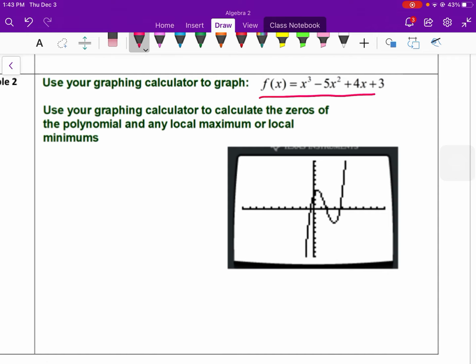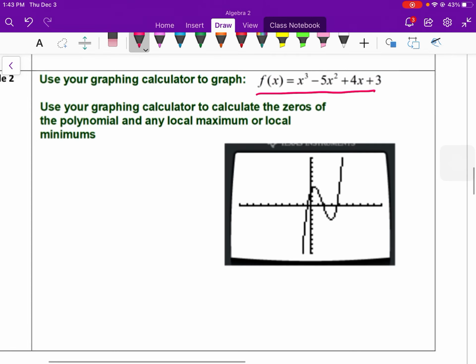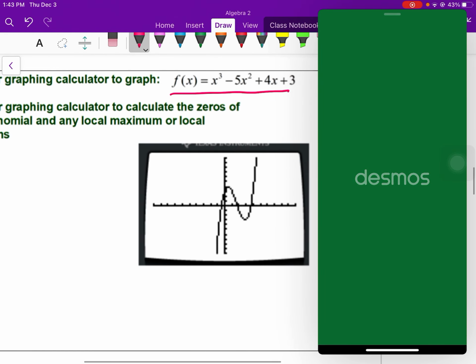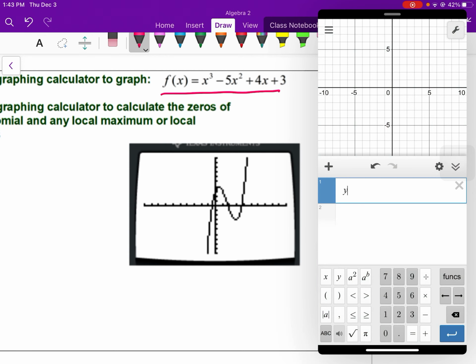So if we plug this function into our graphing calculator, to save some time, I have a picture of what it would look like here. And then just estimating those zeros. So I'm going to also show you Desmos quick, actually.